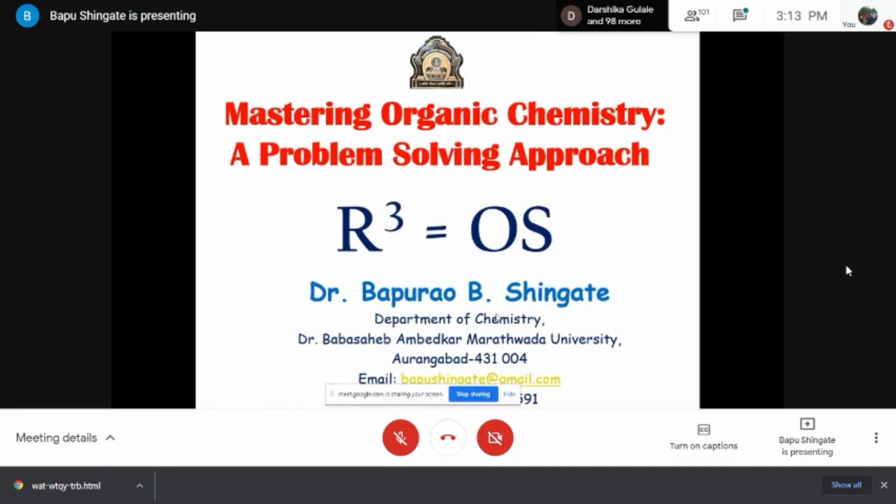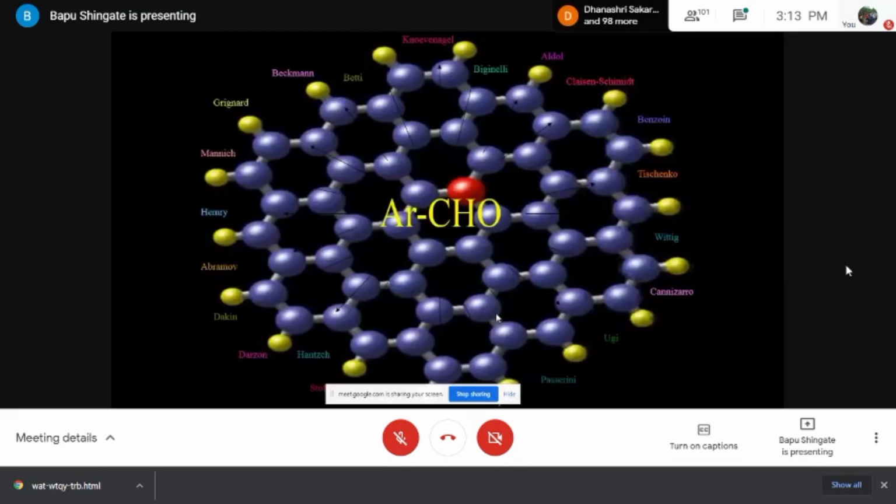What do you mean by this R cube? 3 Rs are there, and is equal to OS. And we have to give justice to this particular equation. Before talking to this equation, I just want to remind you regarding some of the things.